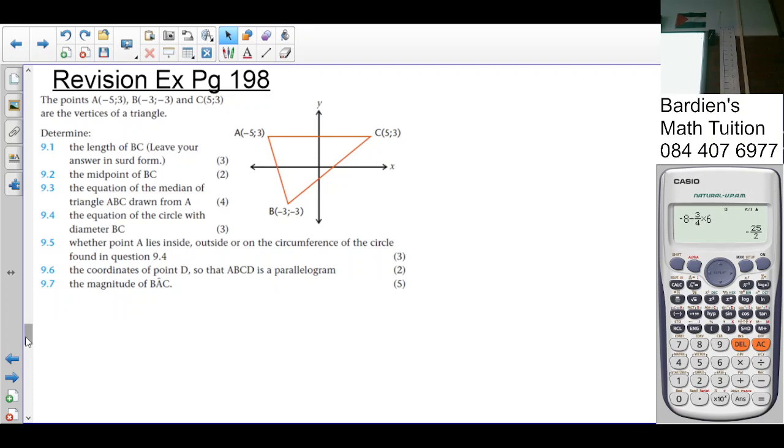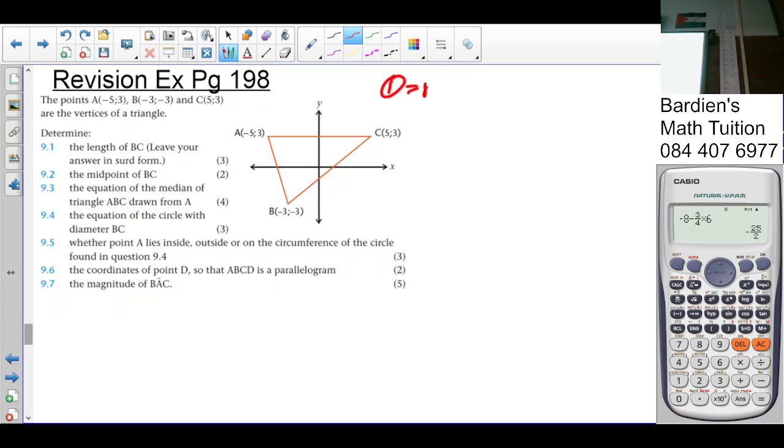We are told points A (-5, 3), B (-3, -3), C (5, 3) are the vertices. Vertices are the endpoints of the triangle. Then we are told 9.1, the length of BC in surd form. So BC.